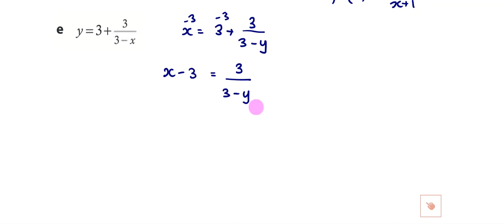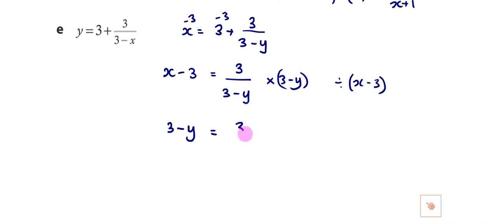Divided by 3 minus y. Should we do multiply by 3 minus y and then divide by... Should we do both of those in one go now? Because I think you might be spotting that when you've got this situation, it looks like they swap, right? So we're going to multiply by 3 minus y, and then we're going to divide by x minus 3 in one go, and we'll end up with 3 minus y equals 3 over x minus 3.